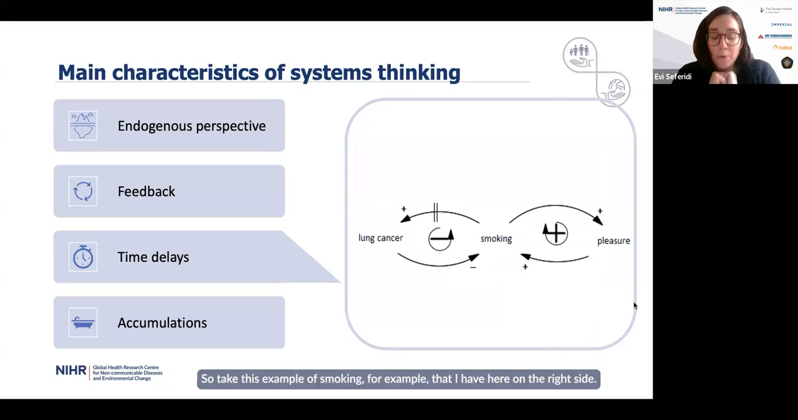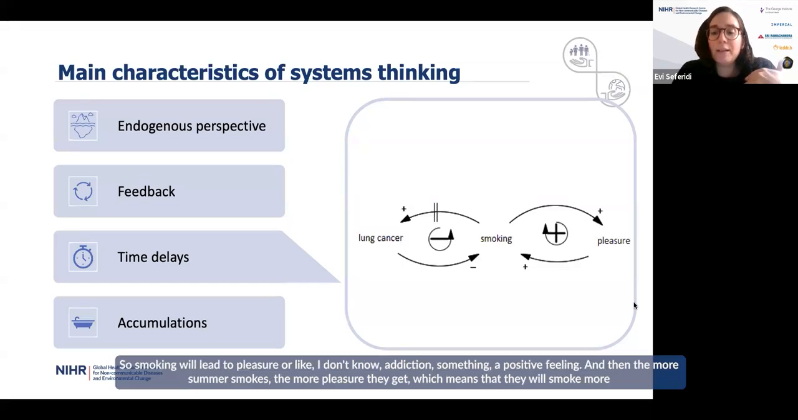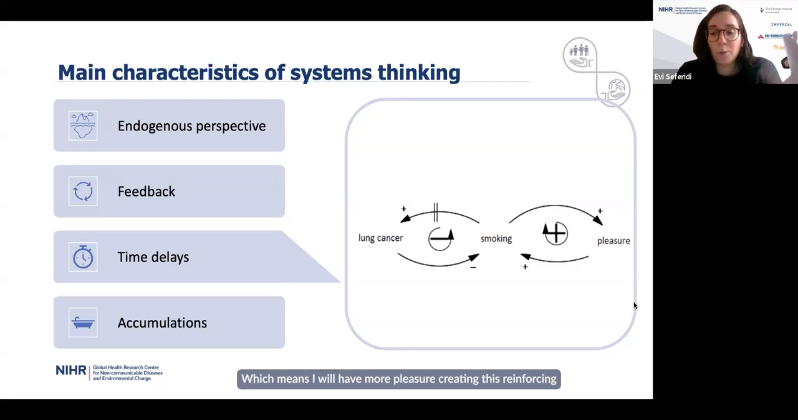So take this example of smoking that I have here on the right side. Smoking will lead to pleasure or addiction, so a positive feeling. And then the more someone smokes, the more pleasure they get, which means that they will smoke more, which means they will have more pleasure, creating this reinforcing feedback loop of more and more smoking.